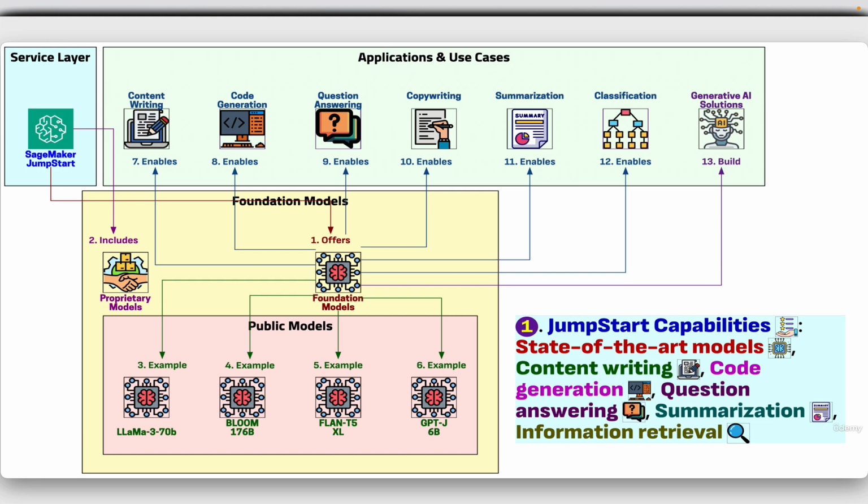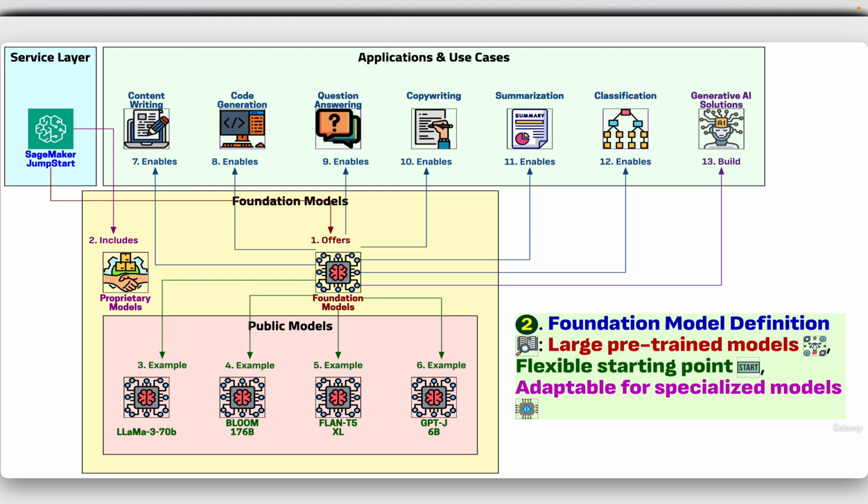Amazon SageMaker JumpStart offers state of the art models that help you do many different jobs, such as writing content, generating computer code, answering questions, summarizing text, and retrieving information. A foundation model is a very large language model trained on a massive amount of data. It serves as a flexible starting point that you can adapt to build more specialized models for your specific needs.